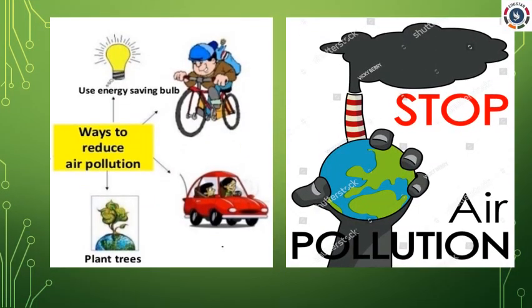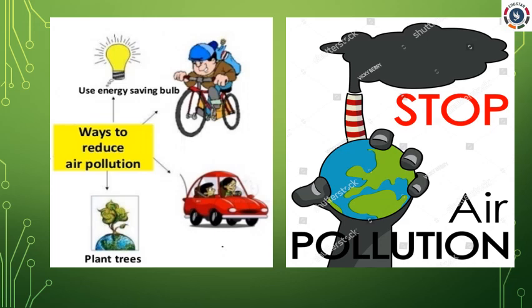Now, we will see ways to control air pollution. We should encourage people to use public transport or walk or use a cycle instead of using private cars or other vehicles. We should avoid burning waste. We should plant more trees because trees take in carbon dioxide and give out oxygen. Therefore, trees clean the atmosphere.